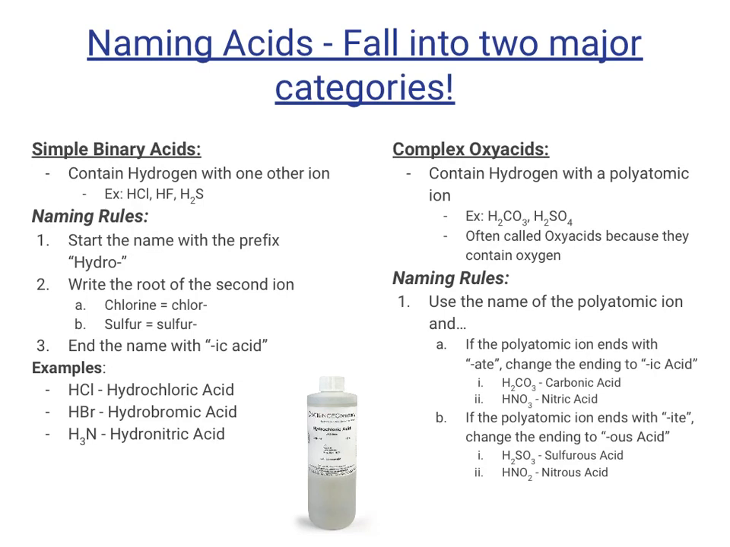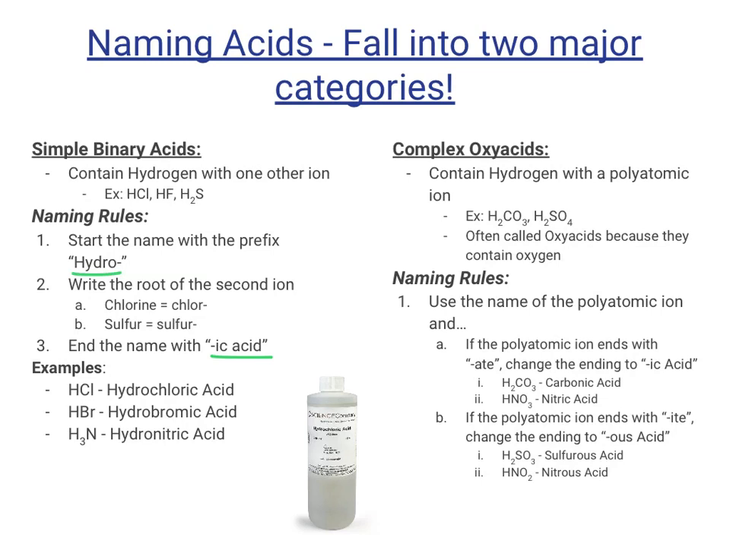When we name those, we start with the prefix hydro, then we use the root of the second ion, and then end it with ic acid. So for example, HCl, hydrochloric acid. HBr, Br is bromine, so it becomes hydrobromic acid. H3N, N is nitrogen, so it becomes hydronitric acid.